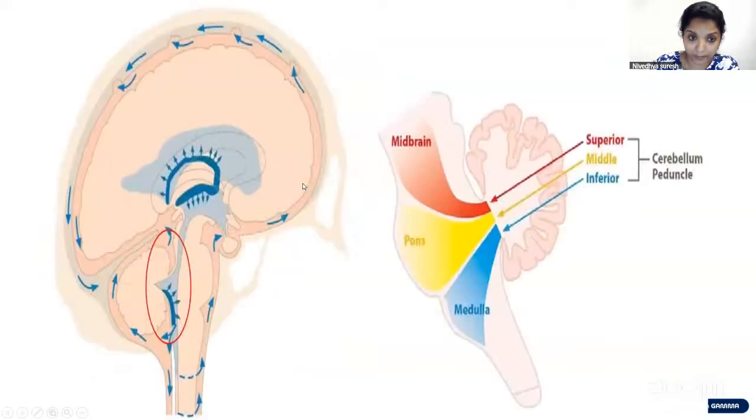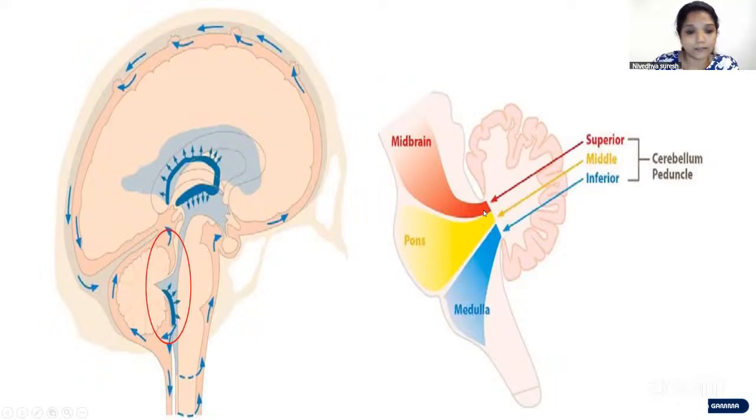Fine. And here you can see the cerebellar peduncle. See, there are three cerebellar peduncles. This is the superior cerebellar peduncle, this is the middle cerebellar peduncle, and this is the inferior cerebellar peduncle. These three cerebellar peduncles are nerve fibers. So peduncle means a group of nerve fibers that pass information to the cerebellum, or connect the cerebellum.